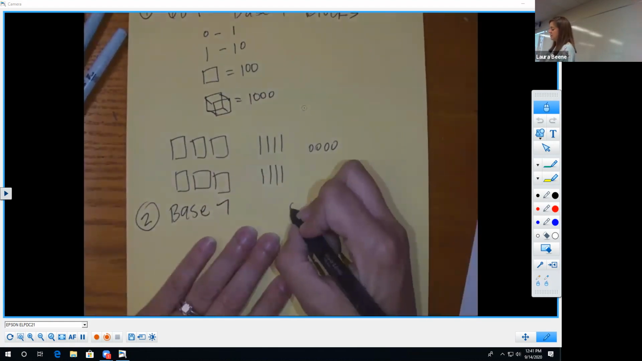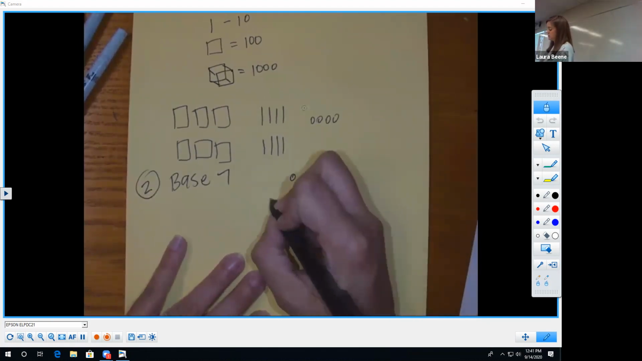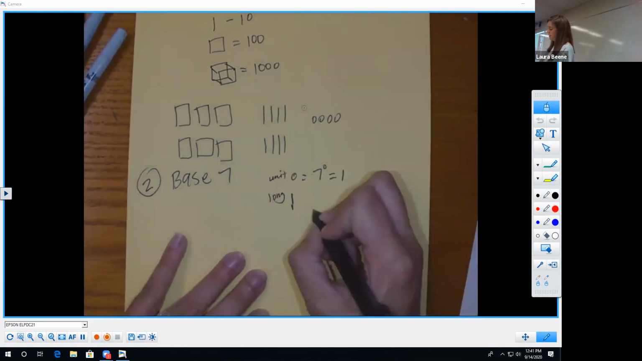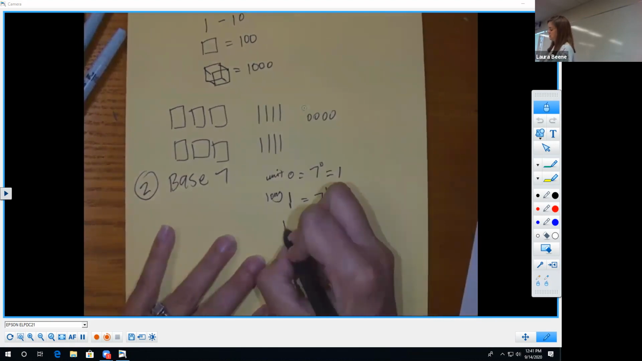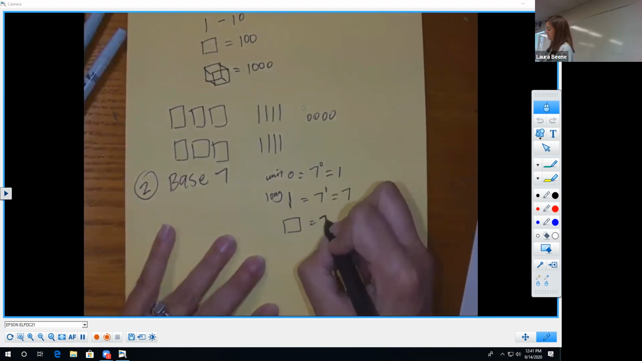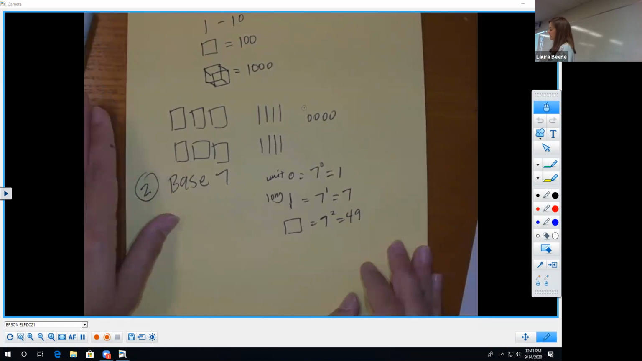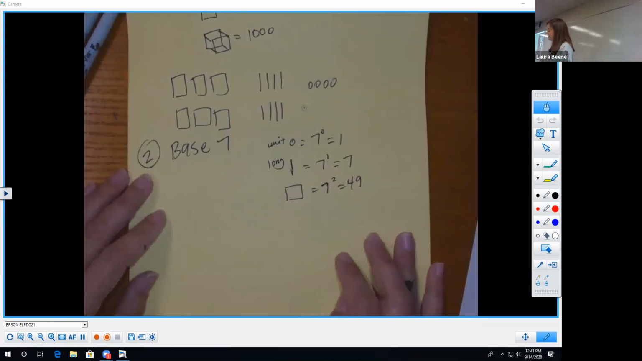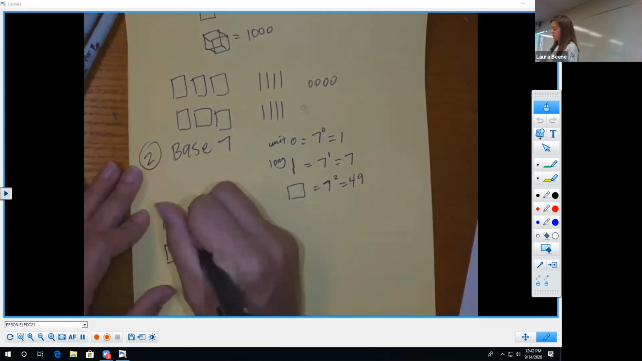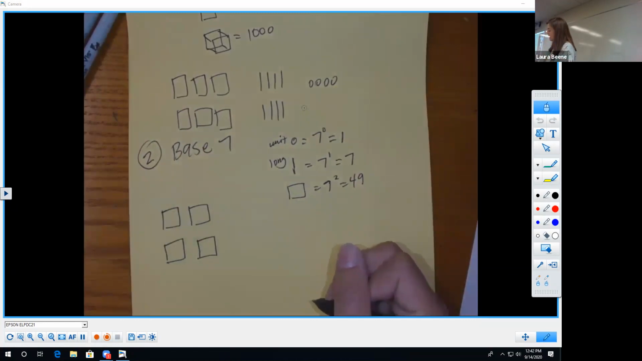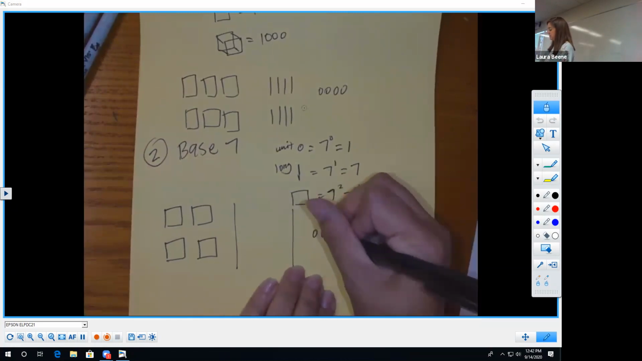So remember with base 7, the unit is 7 to the 0 power, which is just 1 unit. The long is 7 to the first power, which is 7 units. The flat is 7 squared, which is 49 units. So in base 7, if I have 4 flats, 2, 3, 4, and I have 0 longs, so no longs, and then I have 3 units.